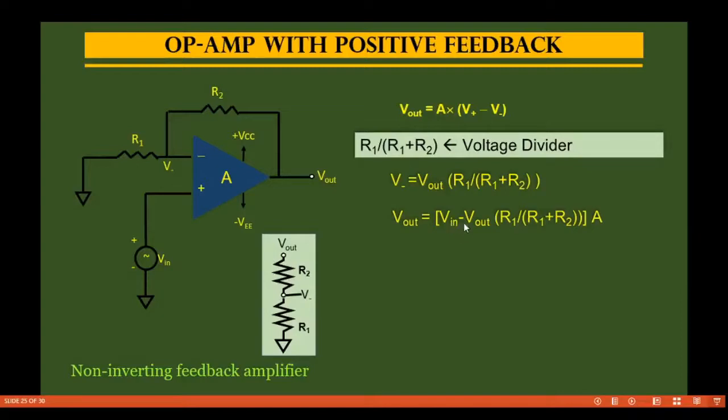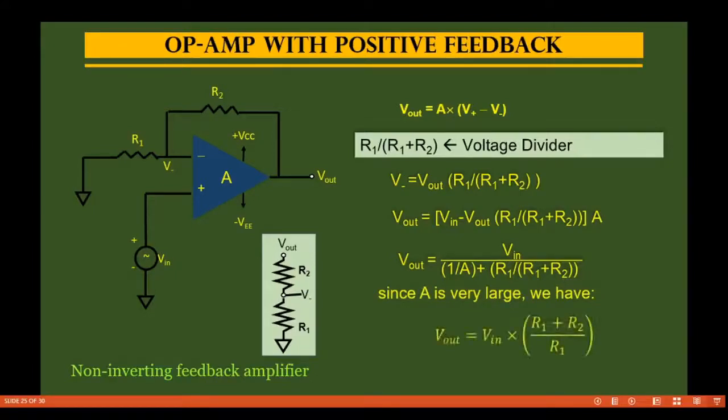Now we'll use this expression in the above Vout. So we will get A times of (Vin minus Vout times R1 upon R1 plus R2), and by segregating the values of Vout on the left side and the right side, we will get Vout is equal to Vin upon (1 upon A plus R1 upon R1 plus R2). Since A is very, very large, we can neglect this term and we will get the value of Vout.